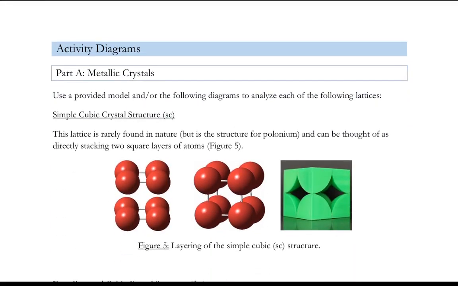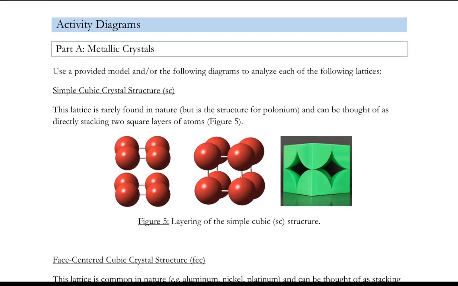Okay, so a little bit more information that we will need. Activity diagrams, part A, metallic crystals. So use a provided model. Well, we don't have the model. We just have these diagrams shown in this lab write-up, and you have a lot of diagrams shown in the Chapter 10 lecture handout, especially that table I've been referring to.